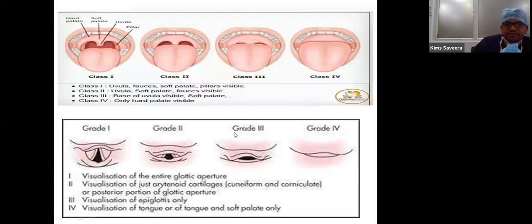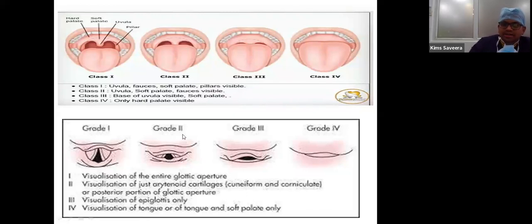And now the Mallampati grading is the basic airway assessment, where the oropharynx and tongue cavity are assessed. In class 1, we can see the uvula, soft palate, hard palate, and the faucial pillars. In class 2, we can see the uvula, soft palate, and only the fauces are seen; the pillars are not seen. In class 3, only the base of the uvula and the soft palate are visible, and we don't see the faucial pillars. In class 4, only the hard palate is seen. Class 3 and class 4 are meant for difficult intubation.